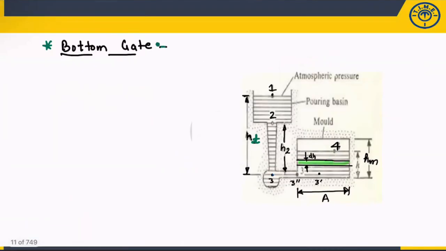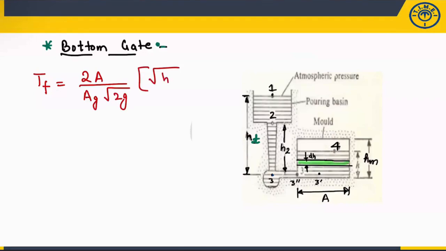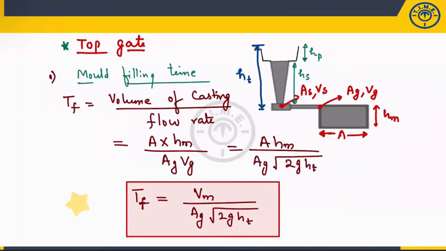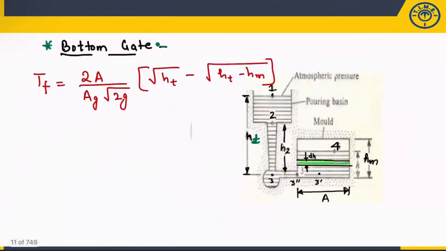Now I am summarizing the second one, which is the bottom gate system. Again, if you consider a small element of height dh, it is filling through the bottom gate, and if you integrate, then you will get this result. So the mold filling time is 2 times A into square root of Ht minus square root of Hm, divided by Ag into root 2g. Please make a note of all these important results which I am mentioning here in your short notes, so that you can revise before the GATE exam.